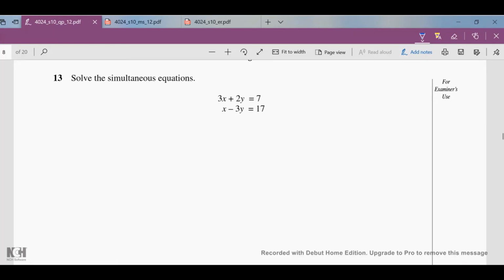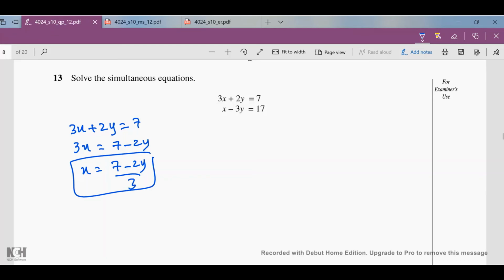Simultaneous equations, I have a very simple method to use. I would like to use it. This method is, I hope that you will like. I will make x as a subject, 7 minus 2y, and x is equals to 7 minus 2y upon 3, x subject. Second, x minus 3y is 17, x is equals to 17 plus 3y. This is also x subject.